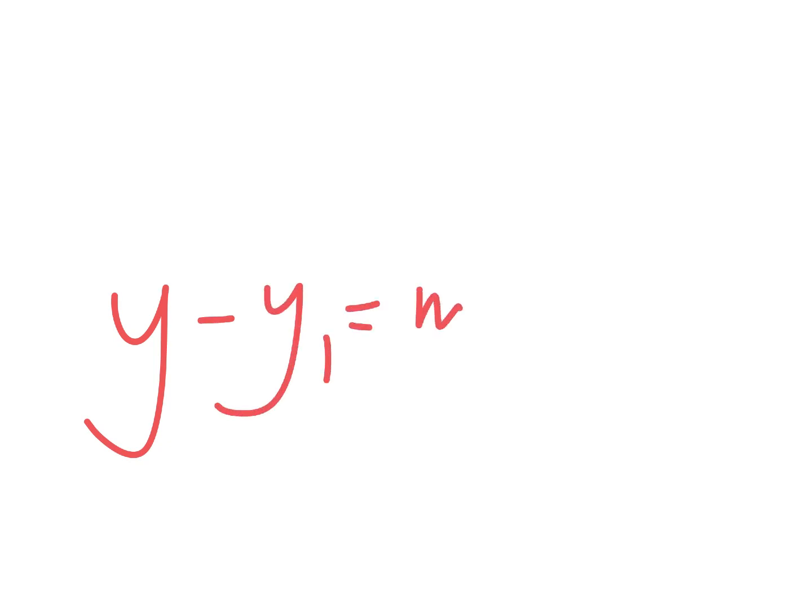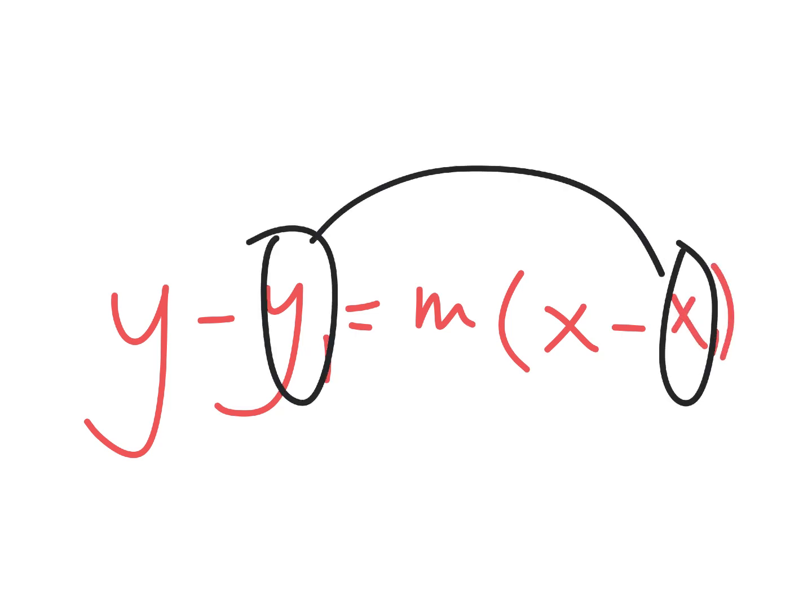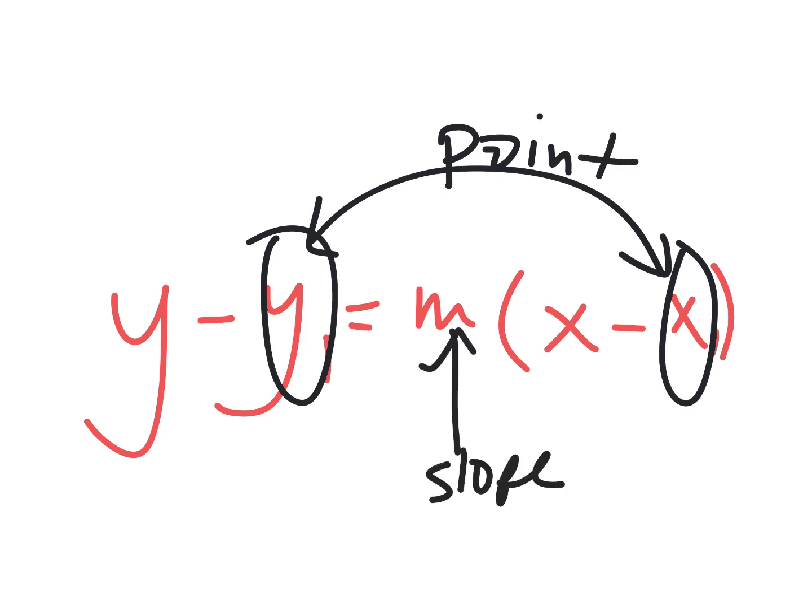So, who's got a short-term memory? y minus, what was that? y1. y1, very good, equals m times x minus x1. x1, very good. This is where you put the what? Right here? What's that? Where you put the what? Point. And the m is where you put the slope. All right.